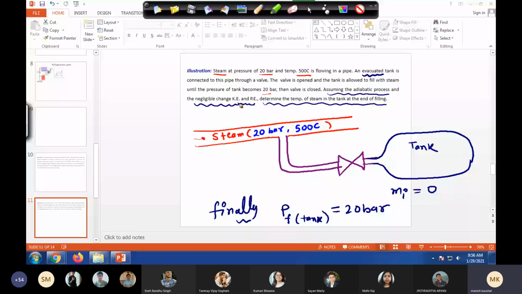This is called charging of a cylinder. It means you are charging a cylinder with a gas, or charging of a tank. That will be our next topic. Then we'll see discharging, and then one more problem. And this way, the flow process problems from my side will be over. You can solve the assignments.